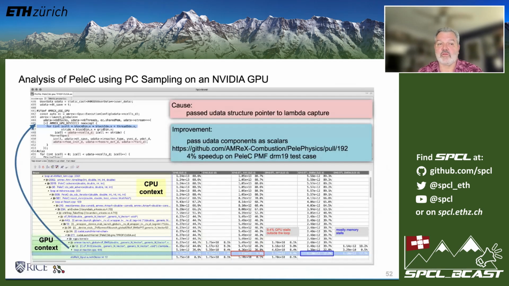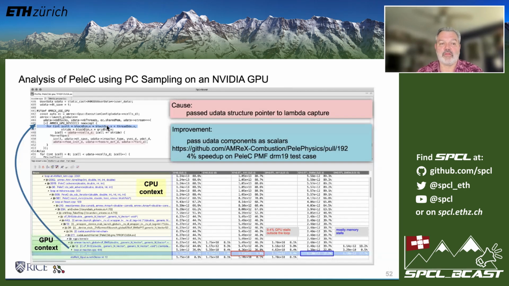Another interesting case was using PC sampling with Pele-C on NVIDIA GPUs. What we found was that 9.4% of the GPU stalls were attributed to this particular loop that was executing in the GPU code. However, the stalls were outside the loop.